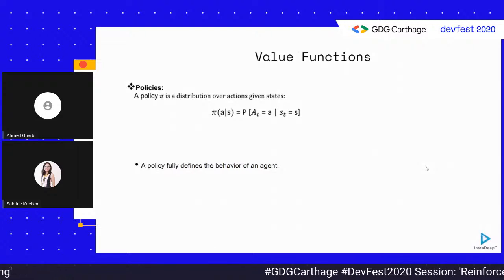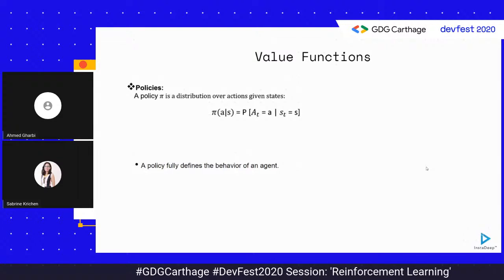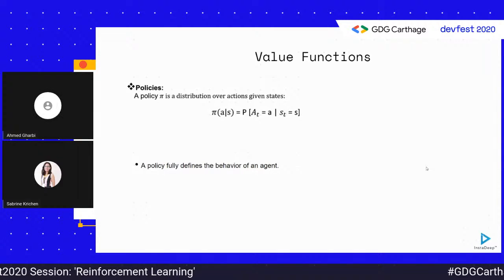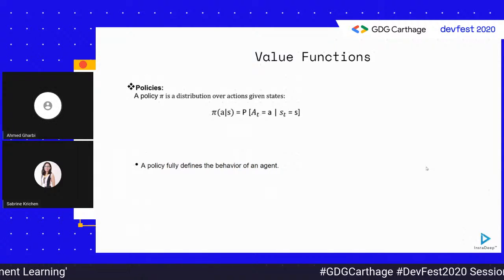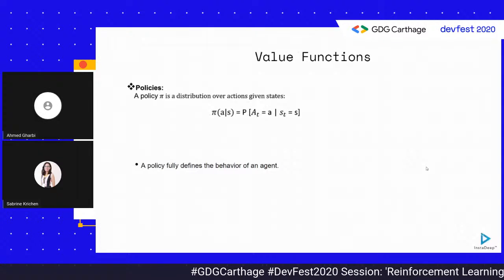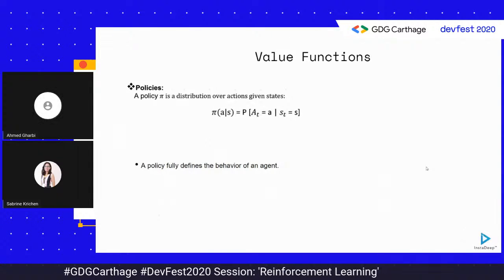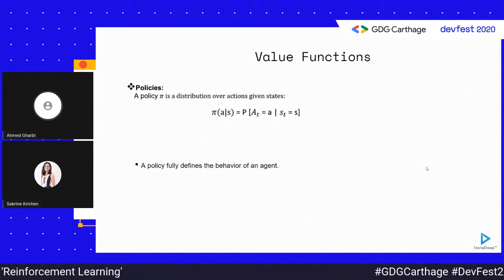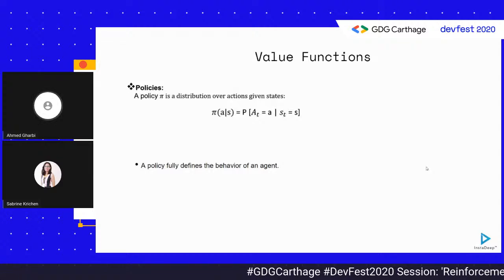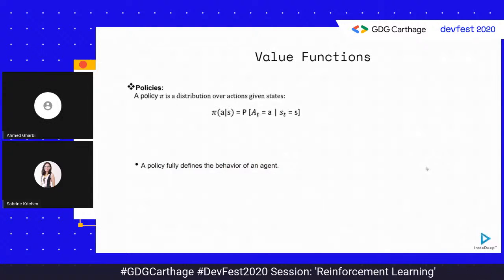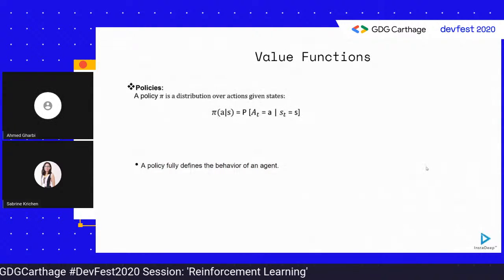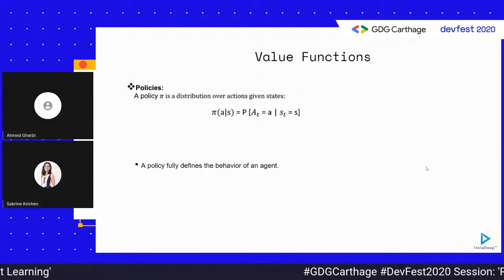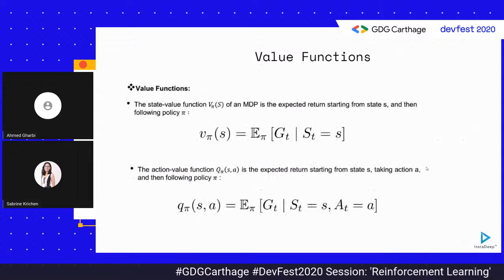Okay, now we can talk about value functions, but first of all, we need to define very briefly what a policy is. A policy is simply a distribution of actions given states. It is a mathematical way to define the behavior of an agent. The policy tells what action the agent should take given that he is at a state S. And we want our agent to learn how to take actions that lead to the highest return possible.